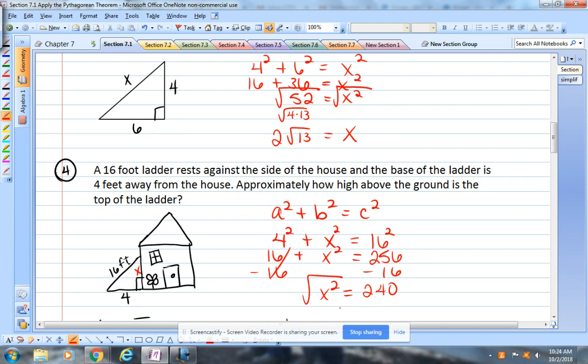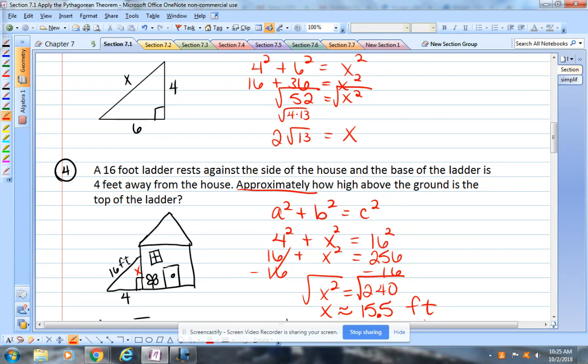It says approximately. Clue word. What does that mean I can do? I can round my decimal, right? So take the square root of 240. And let's round that baby. 15. That's close enough to 15 and a half, isn't it? So approximately 15 and a half what? Feet. Good job. So remember, word problems need some units in there. So is everybody okay with how we got 15 and a half feet?